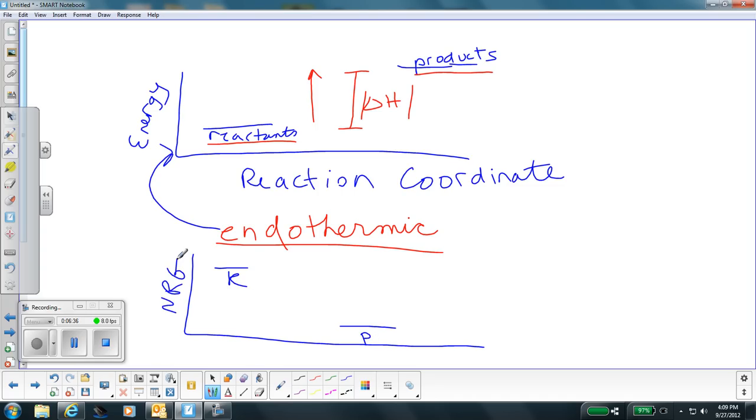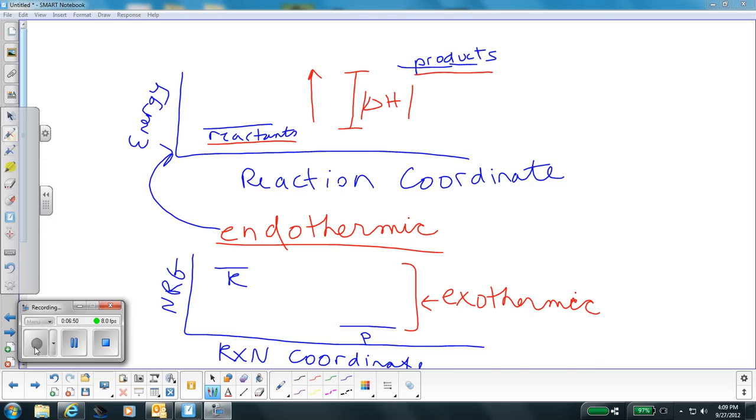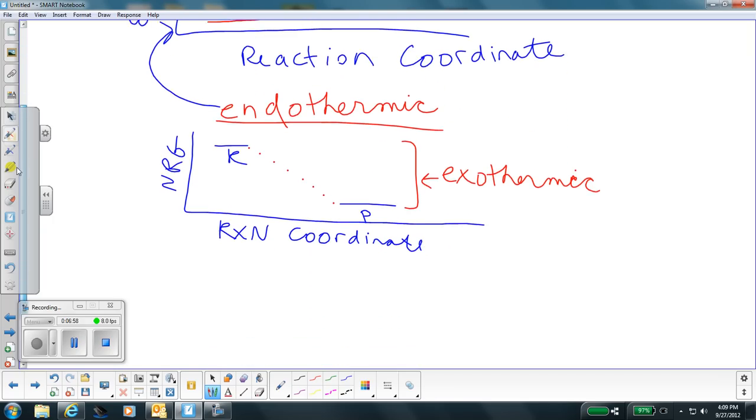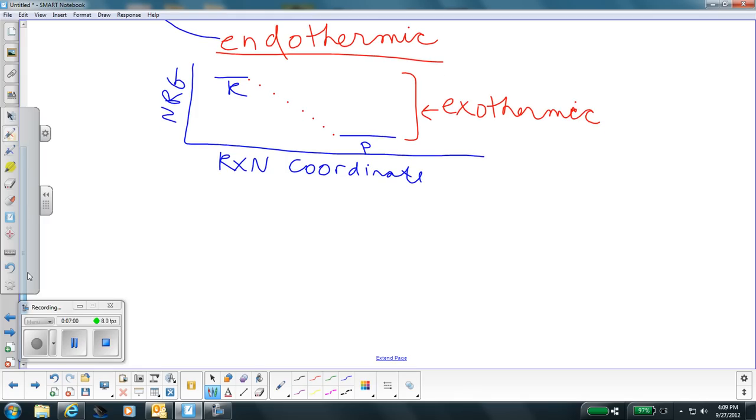Remember NRG for energy. RXN stands for reaction, and this is the reaction coordinate. Okay, so this would be an example of an exothermic reaction. Okay, so we can look at our reaction coordinate energy diagrams to figure out if we have an endo or exothermic reaction. We can also look at the value of delta H.